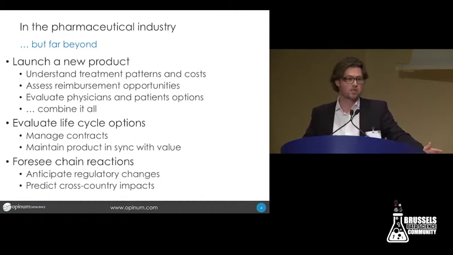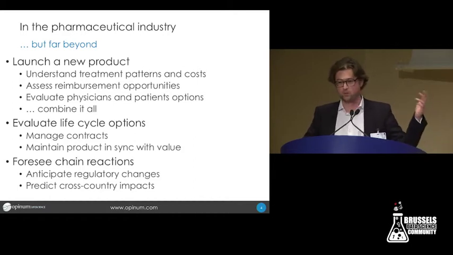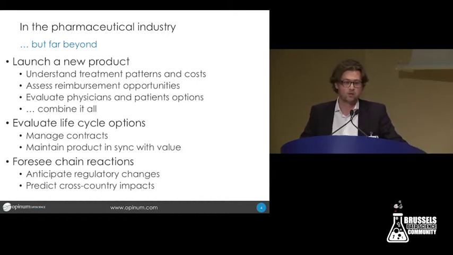You need to assess reimbursement opportunities with different types of data coming out of researches on the market, both on the government side on one end, the patient side on another, the physician side on another as well. And you need to try and combine that all in a model that makes sense when you try to take the best decisions as to where you're going to position your product in the market.